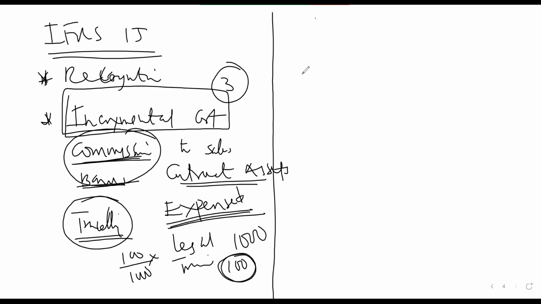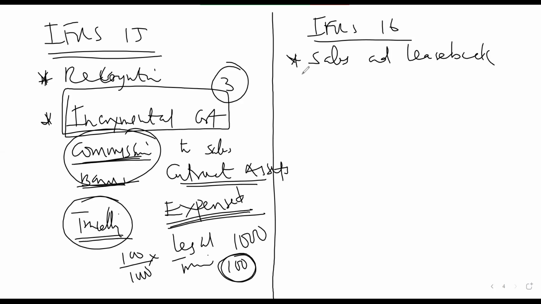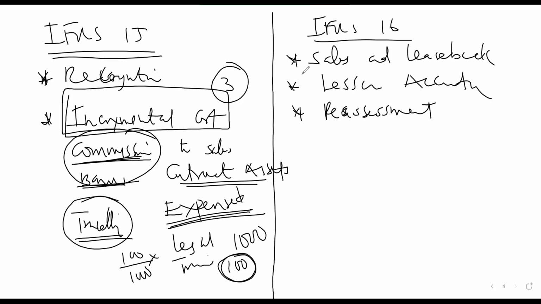Let's look at leases. The IFRS 16. The leases over there, the one that you are going to be looking at is the sale and leaseback. Sales and leaseback. That is the corporate reporting. We can also have the lessor accounting, can also come under corporate reporting. Then we also have reassessment of lease. This is an important area, reassessment of lease. We can also have what we call foreign leases.